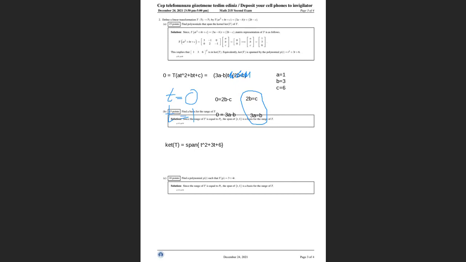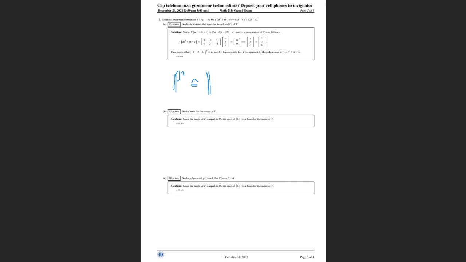The teacher that wrote the solution to this didn't want to use polynomials. The teacher wanted to change to doing matrices and vectors. So they're using the property that P2 is isomorphic to R3, and then using the isomorphism AT squared plus BT plus C maps to the vector ABC in R3. And then they're answering it for matrices acting on R3, and then at the end they change back to doing polynomials.